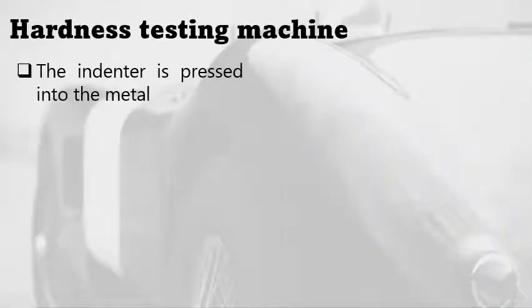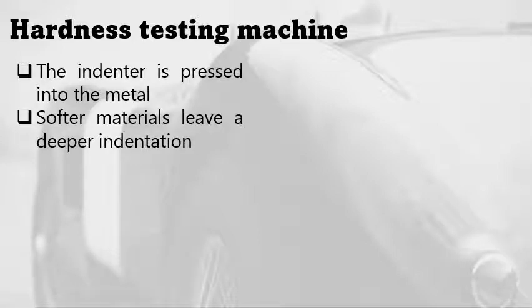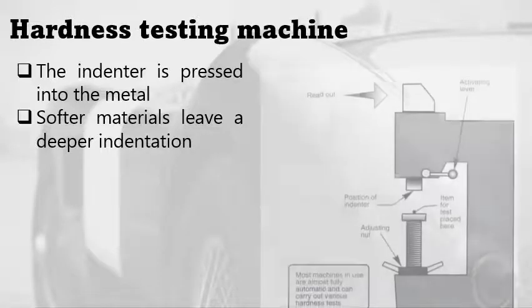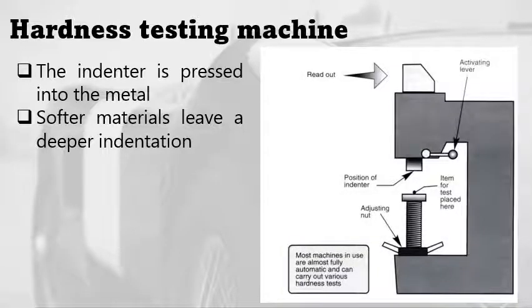So in a hardness testing machine, the indenter is pressed into the metal. So softer materials leave a deeper indentation. So you can see here the illustration of a hardness testing machine. We can find here also the position of the indenter. So this indenter is pushed into the metal that you are testing. So we have here the item for test. We place that material here, and we can adjust this nut here in order to achieve the level of test that you'd like to achieve.